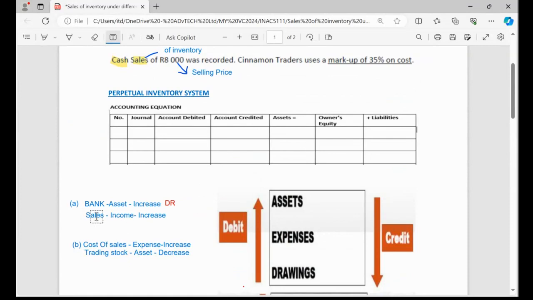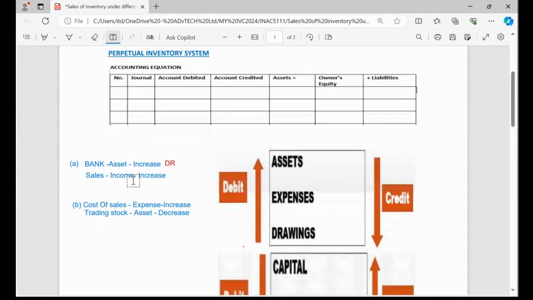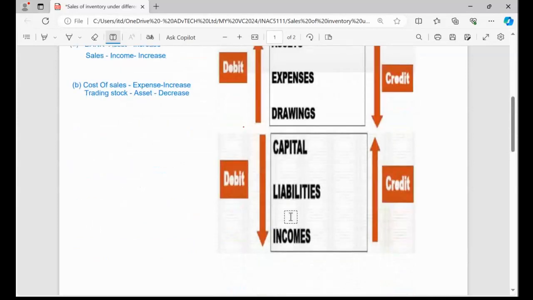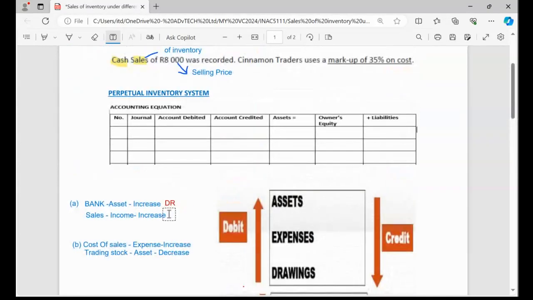The same applies to income. I'll go and check the incomes, and the incomes are here. As you can see, the incomes are increasing, which means the incomes go up on the credit side. So I'm going to put CR. How easy is that? I put CR just to make sure that I've got control. So at least I know the side. Now I can come here for the A part.